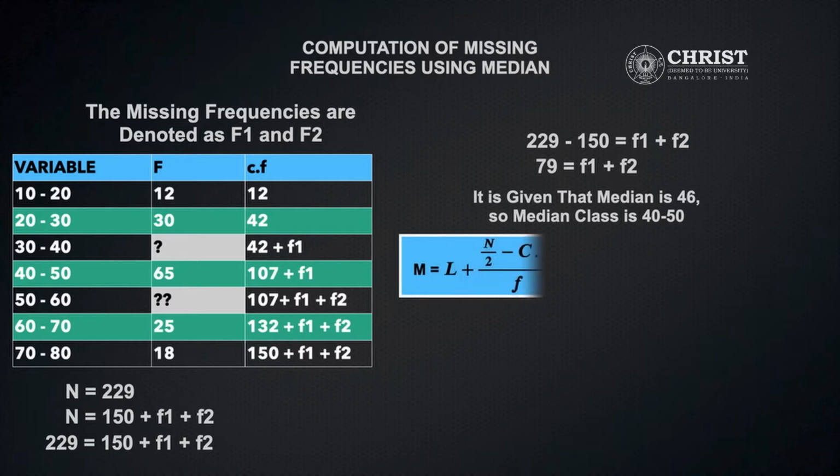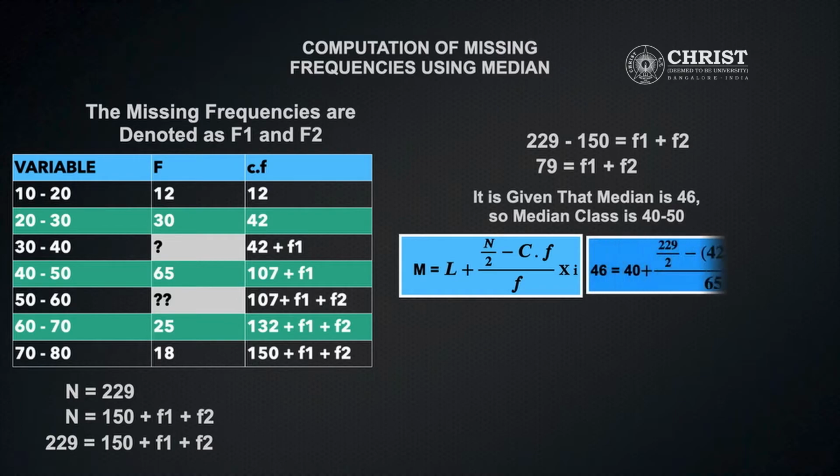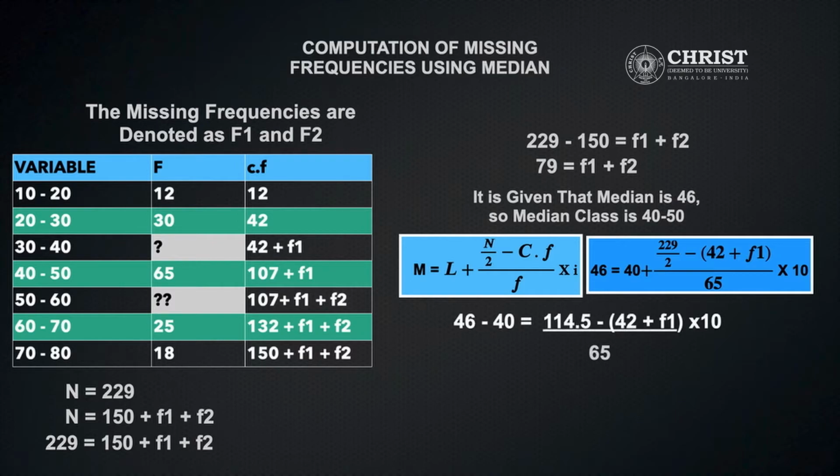Now you know the equation for median: M is equal to L plus N by 2 minus cumulative frequency divided by F into I. Substituting the values, we get 46 is equal to 40 plus 229 divided by 2 minus 42 plus F1 divided by 65 into 10. So 46 minus 40 is equal to 114.5 minus (42 plus F1) divided by 65 into 10. So 6 is equal to 72.5 minus F1 divided by 13 into 2. Now 2F1 is equal to 67.